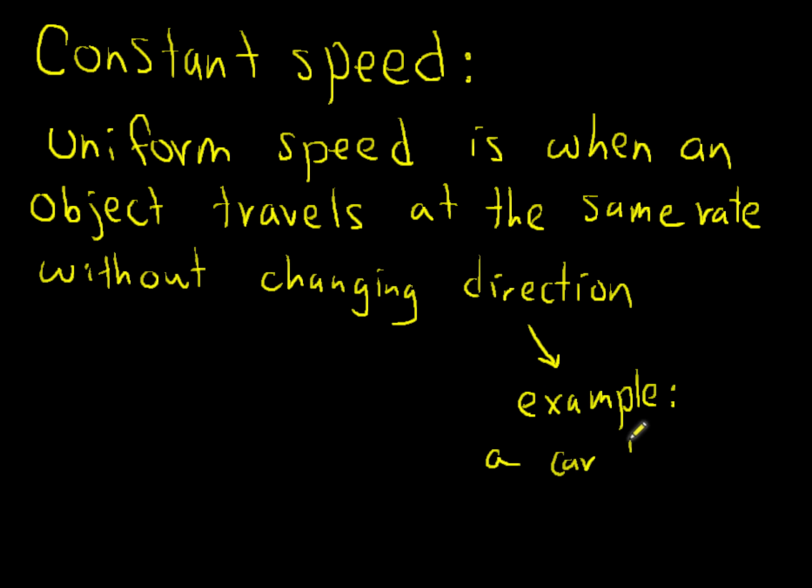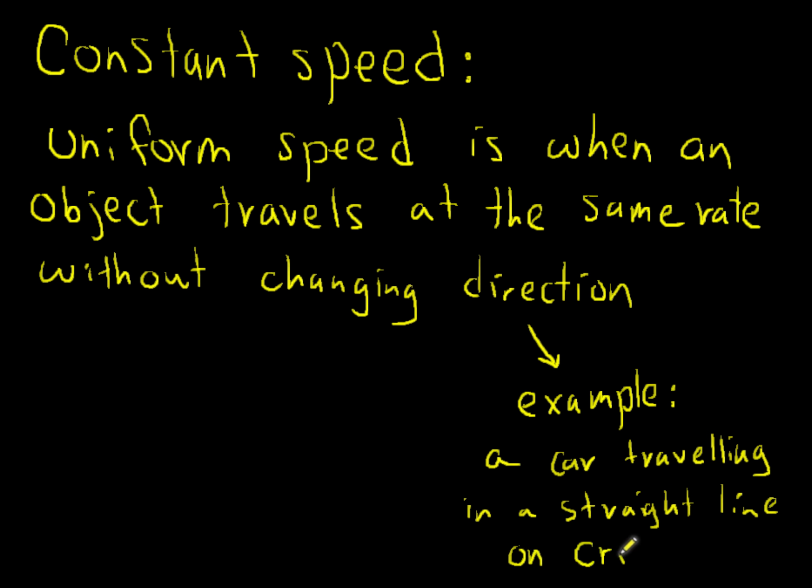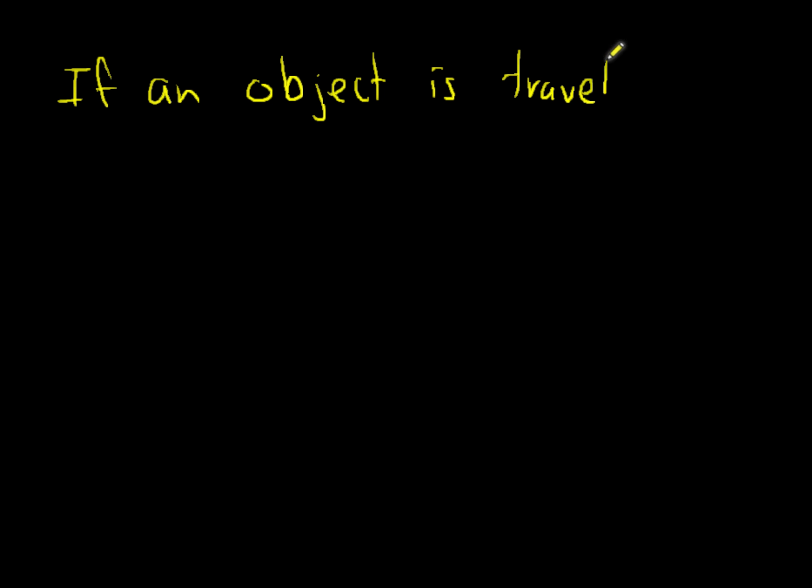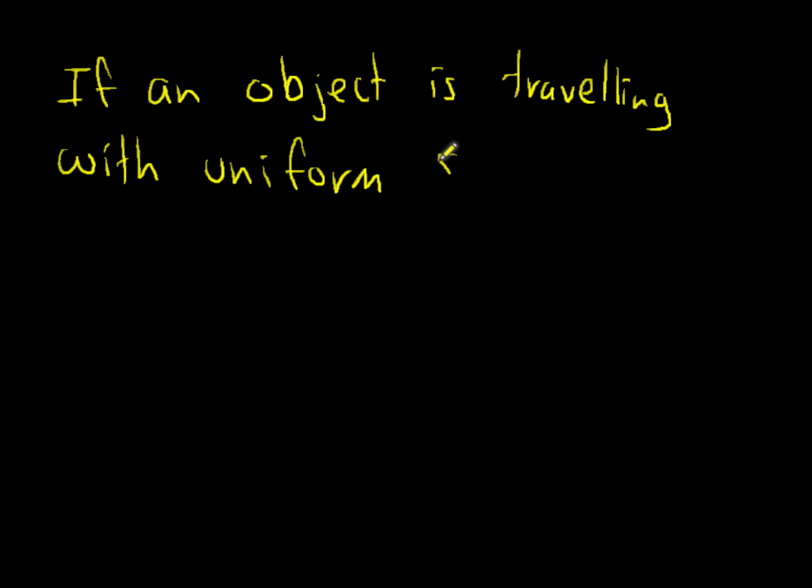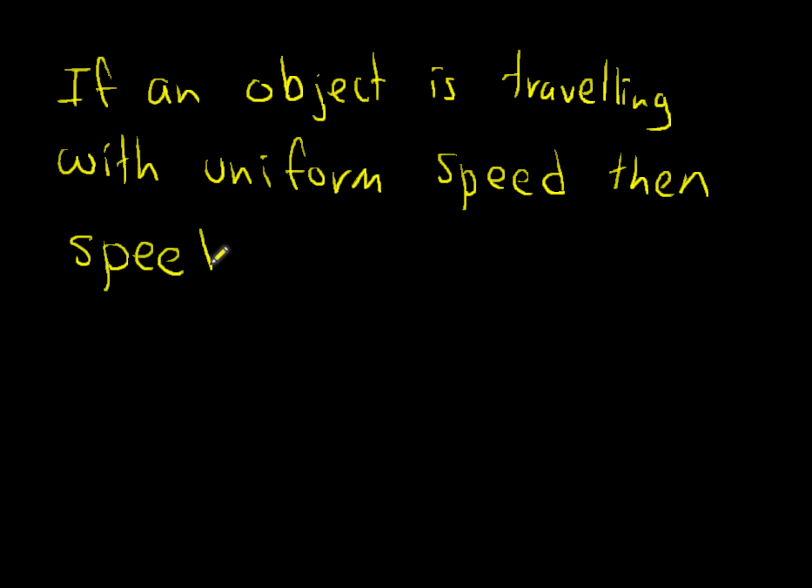For example, a car traveling in a straight line on cruise control would be a fairly good example of uniform motion or uniform speed. In this case, if an object is traveling with constant speed, we have a special case. Then speed equals velocity.